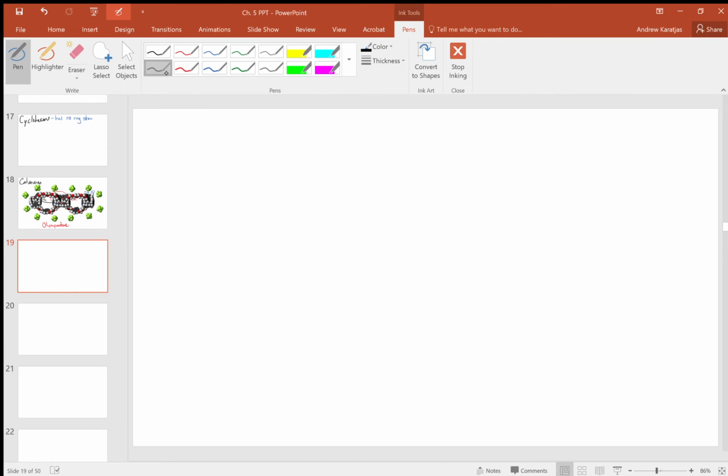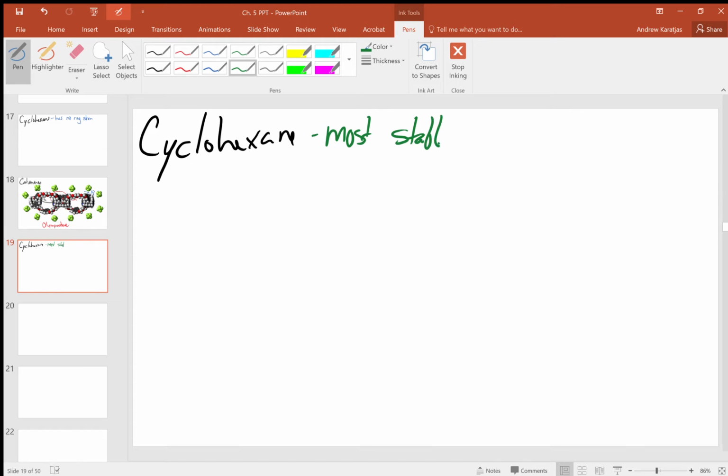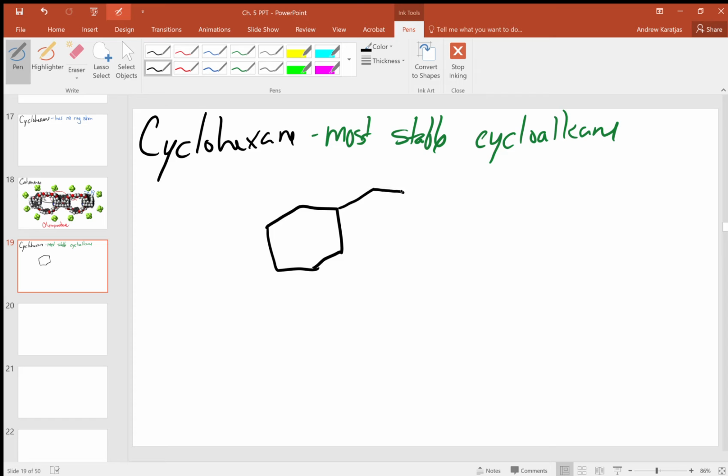So the rest of this section we're going to spend talking about cyclohexane. Cyclohexane is by far the most important of the cycloalkanes. And the reason for that is it is, without a doubt, the most stable cyclic structure. And it's also a structure that we find quite frequently in nature. This being one of the most common and most important examples.